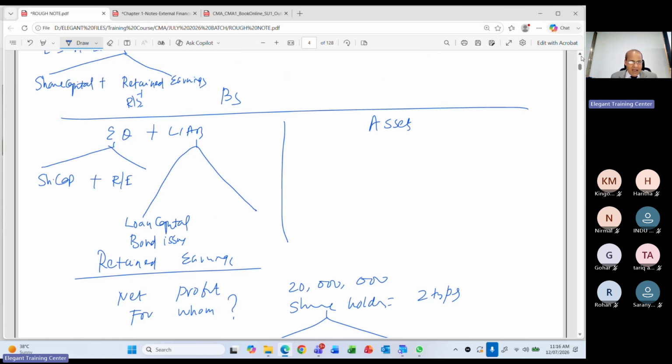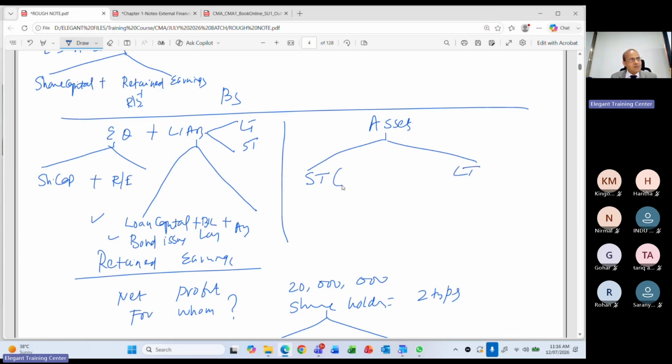Then coming to liability. Liability can be loan capital, that is my bond issue, also can be bank loan, also can be accounts payable. These are my liabilities. Liabilities again can be long term and short term. Clear? Now coming to assets. Assets also can be short term and long term.